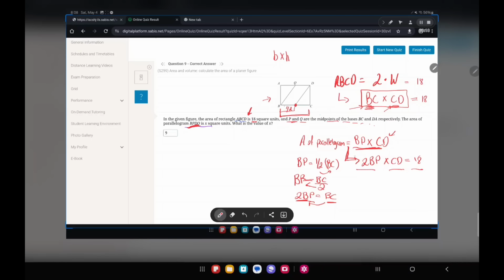How can I make this the same? I have to get rid of this 2. How do I do that? I just divide by 2, divide by 2, and I get BP times CD equals 9. So the area BP times CD is 9. If you want an easy way in the exam, just divide this by 2, and it should work. Okay, and you get 9. According to what I did now, that should work every single time in the exam. Just divide by 2.